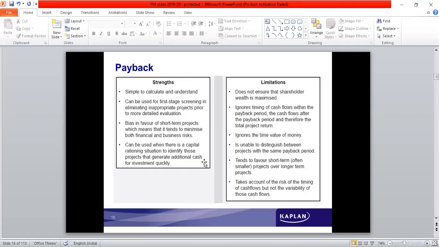It is simple to calculate and understand, and can be used for first stage screening in eliminating inappropriate projects prior to more detailed evaluation. It has a bias in favor of short-term projects, which tends to minimize both financial and business risk. It is simple to calculate; that is the important point. Then the limitations are, this one also does not consider the maximization of shareholders' wealth. It ignores the time of cash flow. After we work out one question, we'll come back and see the limitations. First, I would like to show you the way in which payback period is calculated. From the examination kit, we will work out a question.